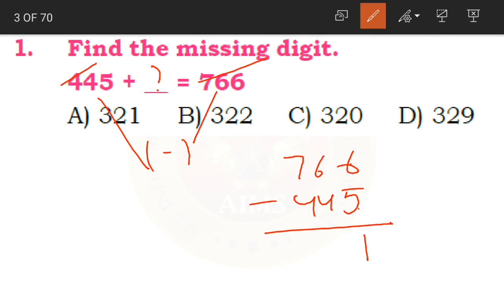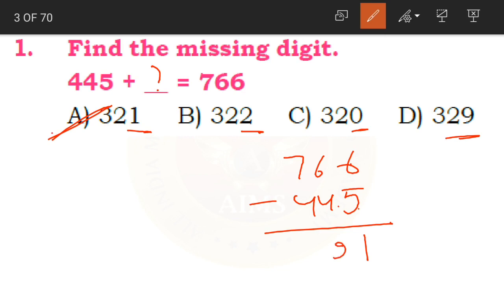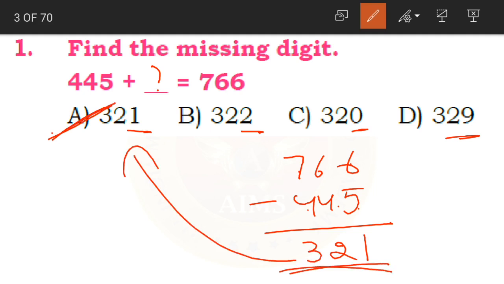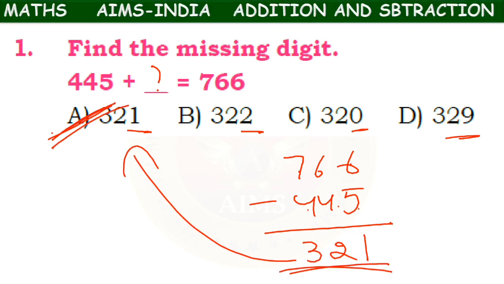6 minus 5, 1. See children, what did we get? 6 minus 5, 1. Now if you look at the given options, which option has 1 in the units place? Option A. So option A will become our right answer. Even without solving it completely, we can say that option A is the correct answer. Now let us see. 6 minus 5, 1, 6 minus 4, 2, 7 minus 4, 3. Yes, so 311. Option A is the correct answer.